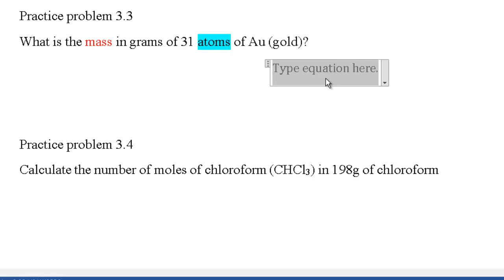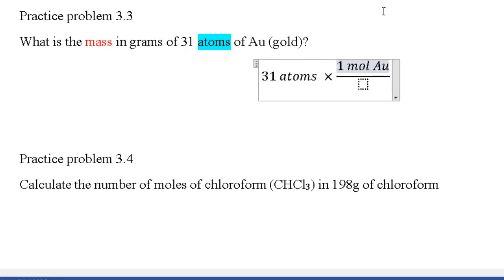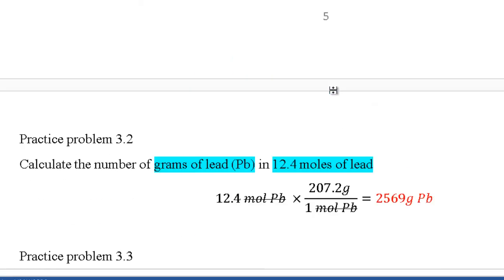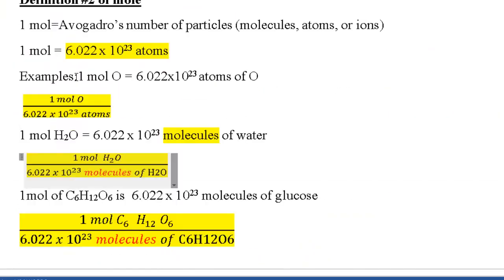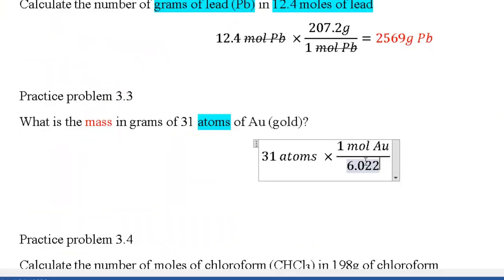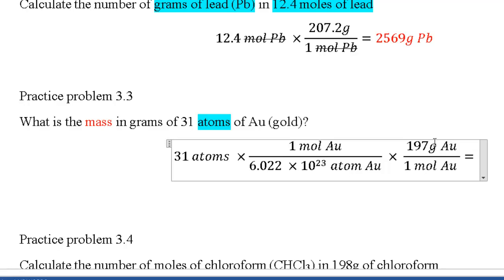So start with what you are given: 31 atoms of gold. 1 mole of Au has how many atoms of Au? Let's go back up here. 1 mole of Au has this many atoms of Au: Avogadro's number. Finally, 1 mole of Au has 197 grams of Au. We get that from the periodic table because we want to know the mass in grams.